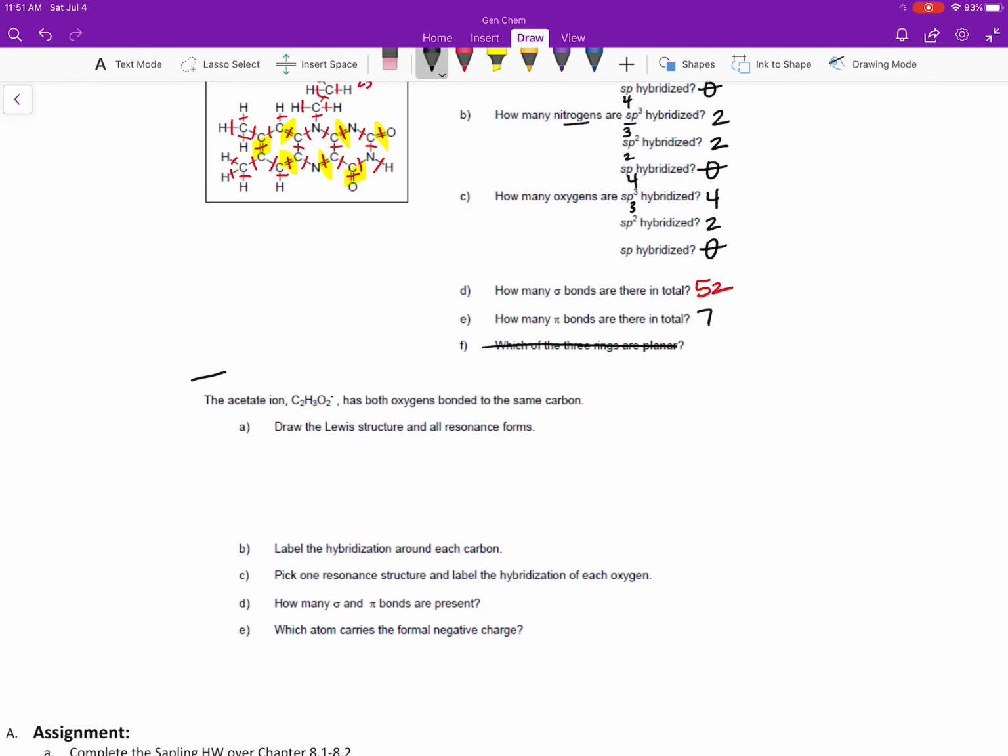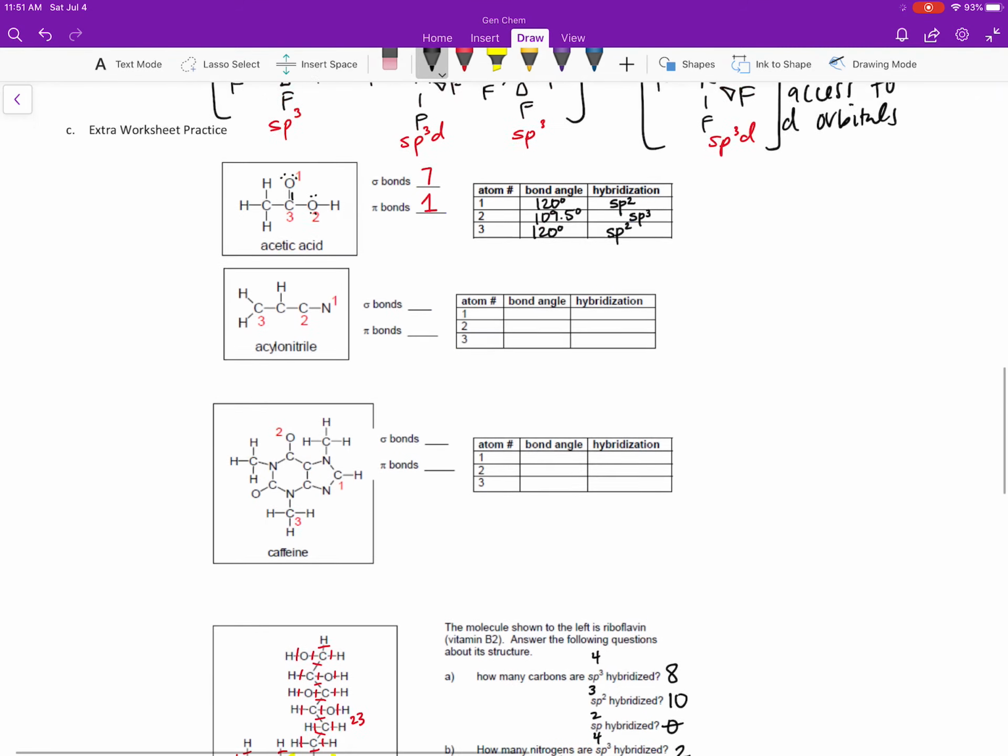And then this last one, you're going to practice drawing the acetate ion with hybridization, resonance forms, and sigma and pi bonds. It's a great review of chapter 7 and 8.